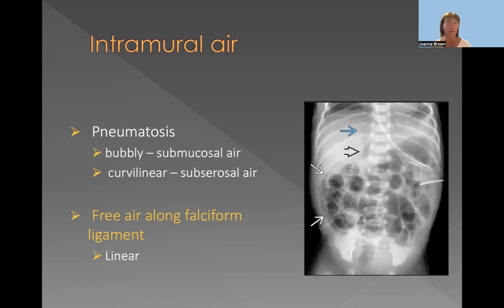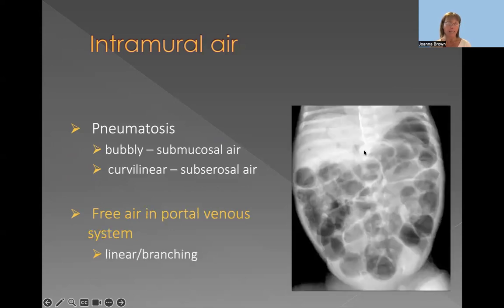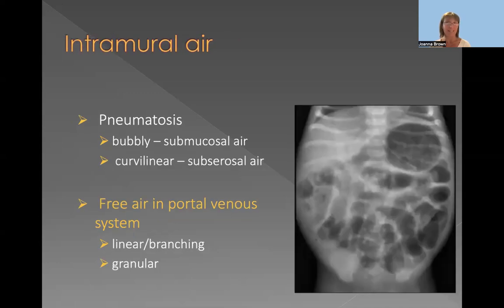will have a perforation and we will have free air that you can see here along the falciform ligament. Or when the infection is progressing, you will have free air in the portovenous system that you can see here, the branching, like a black lucent line projecting over the liver. Which means that the seriousness of the necrotizing enterocolitis is progressing.